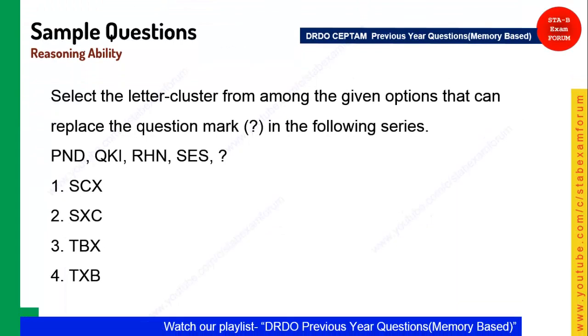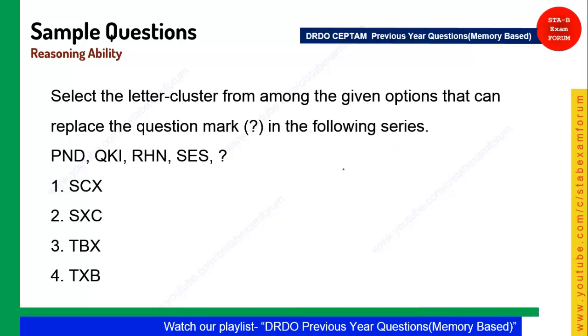Let's see one more question on series. Okay, time's up. A very simple one. We can do it verbally also. As you can see in this series, P, Q, R, S. Then what should come? T. So option 1 and 2 are straightaway eliminated. Then what is the relation?